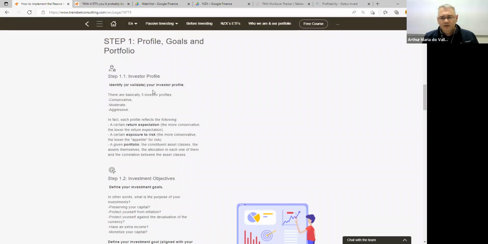So remember, step one is all about identifying your portfolio, your profile. So remember which one you are, and there are some questionnaires that you might answer to identify what your profile is, and then what is the difference? What is the conservative and how it differs from an aggressive? So the return expectation is different. So if I'm conservative, maybe I'm okay if I get 1% per year, but if I'm aggressive, I want 10% or even more per year. Okay.